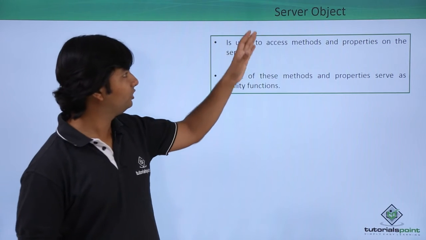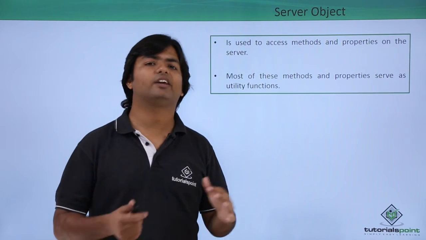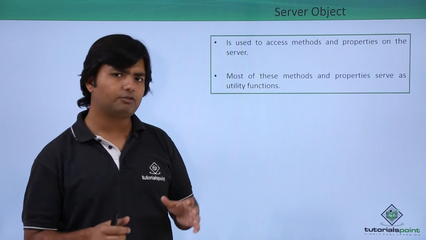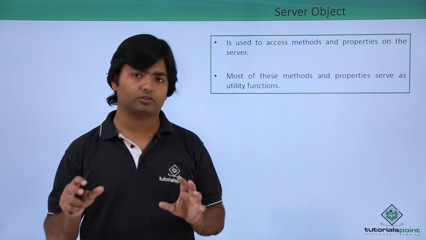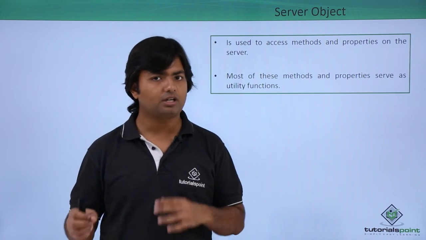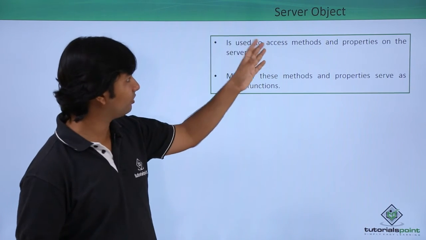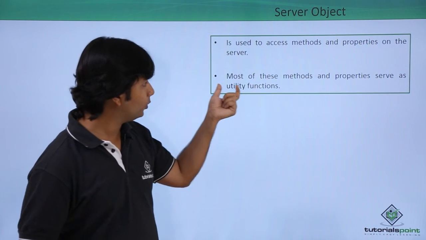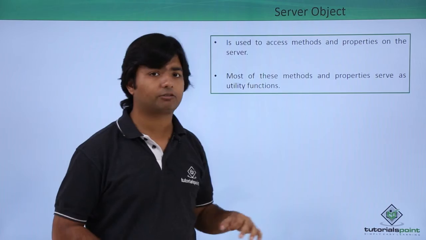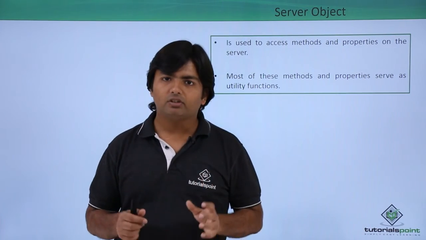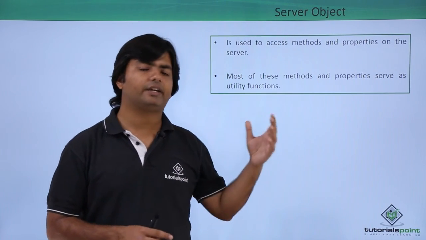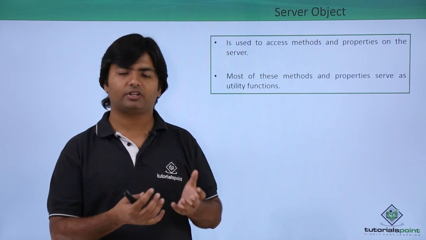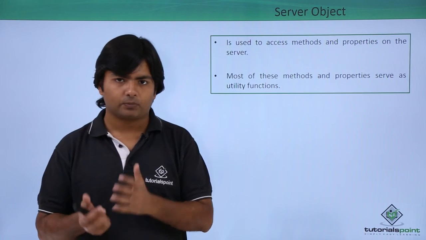And the last one is the server object. As in the ASPError, you have already seen the Server.GetLastError method. Whenever I want to get some information from the server directly, meaning server-specific data, it will be requested from this server object. It is used to access methods and properties on the server. Most of these methods and properties serve as utility functions. As you have already seen in the ASPError, we had the GetLastError method, which gave us the error description.